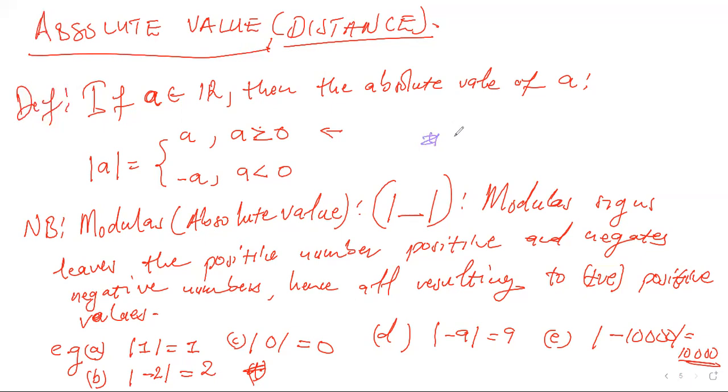Modulus of -2 equals 2. Remember we said it negates negative numbers. Remember in directed numbers, a negative and a negative is a positive, so it becomes positive always. And modulus of 2 leaves it as it is. So all the outcomes are always positive according to modulus.